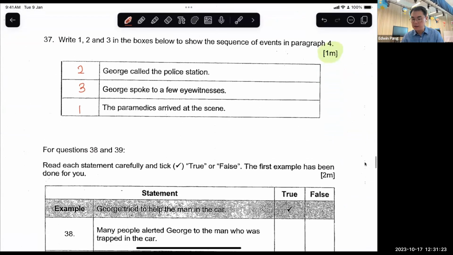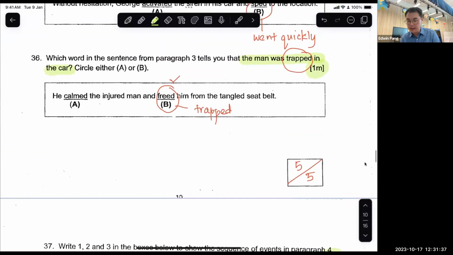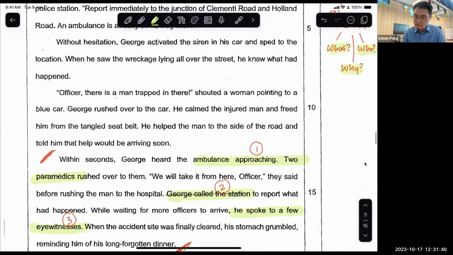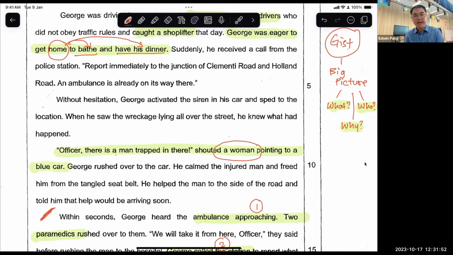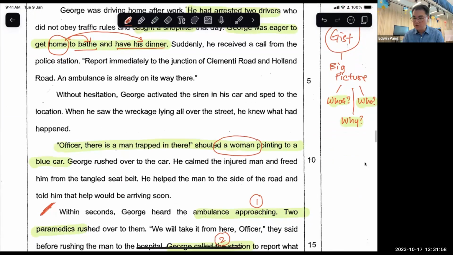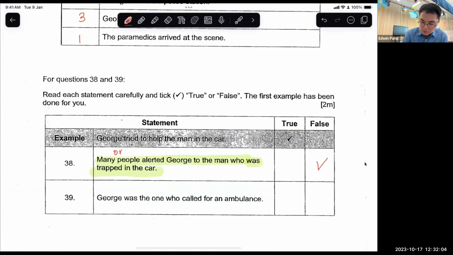Question 38 and 39 are true and false, so you must take the correct one. And then we'll come to the end of this passage already. So many people alerted George to the man who was trapped in the car. Many people. Okay, so let's go back to the scene over here and let's highlight it. Officer, there's a man trapped in there, shouted a woman, pointing at the blue car. So I want to circle the word woman. So was that many people or was it just one person? Yeah, just one person, right? So this is not true. This is false. Why? Because it's only one woman, right?